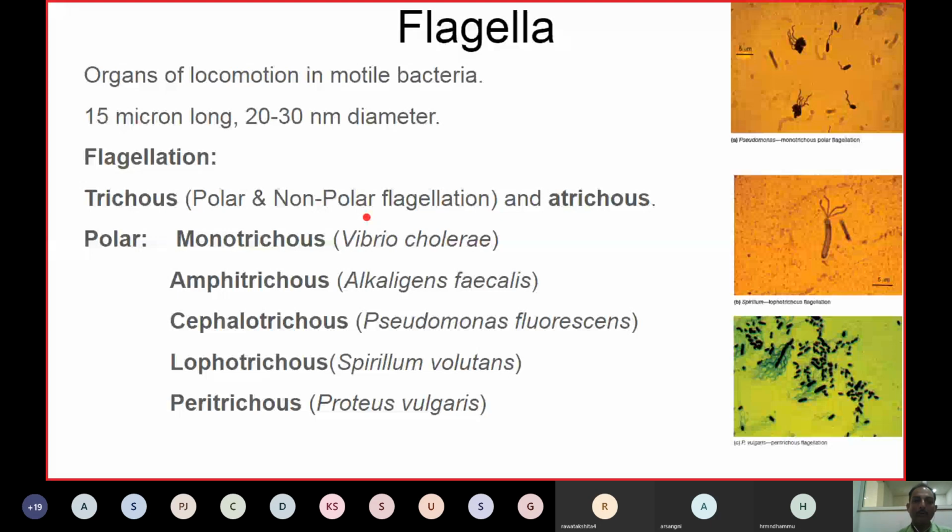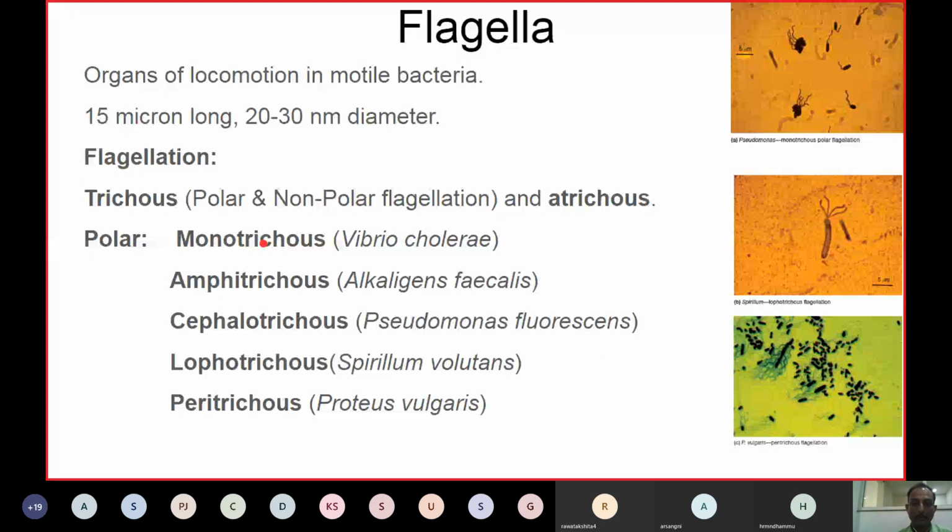Now depending upon the position of flagella and number of flagella, it can be further categorized as monotrichous. Monotrichous means, mono means one, trichous means flagella. When one flagella is present at one pole of a bacteria, then it is known as monotrichous. You can see this picture here. This one flagella is present at one pole.